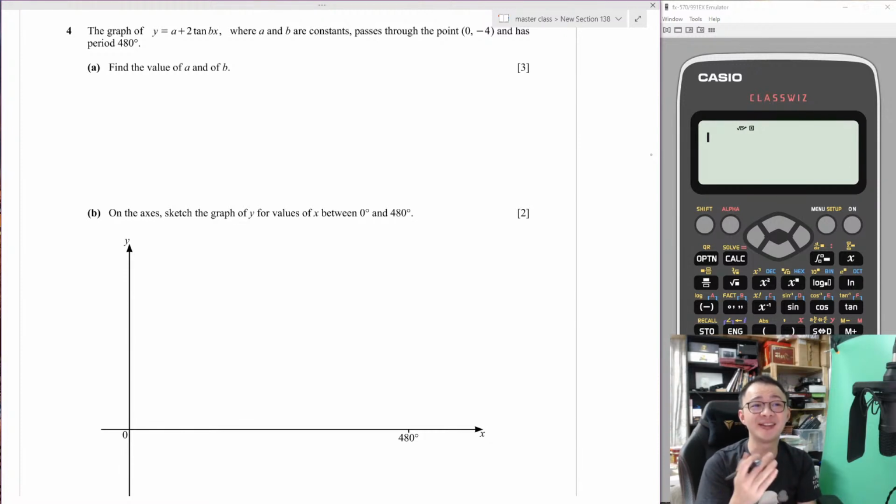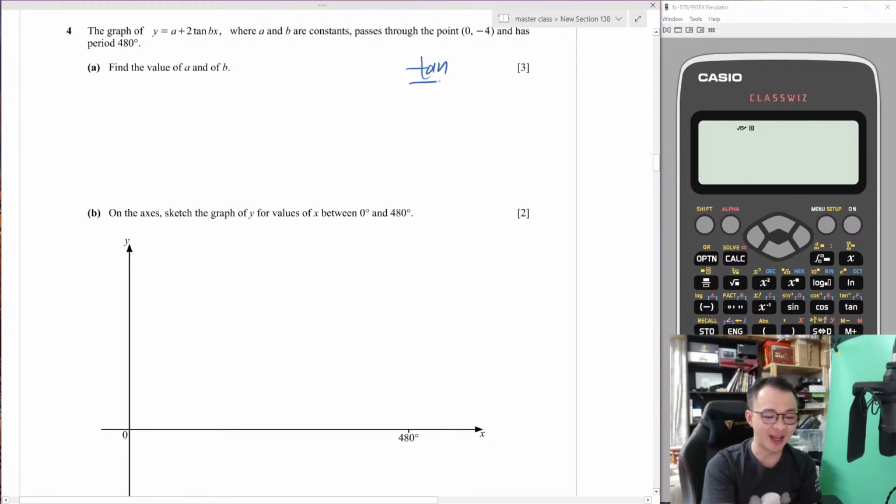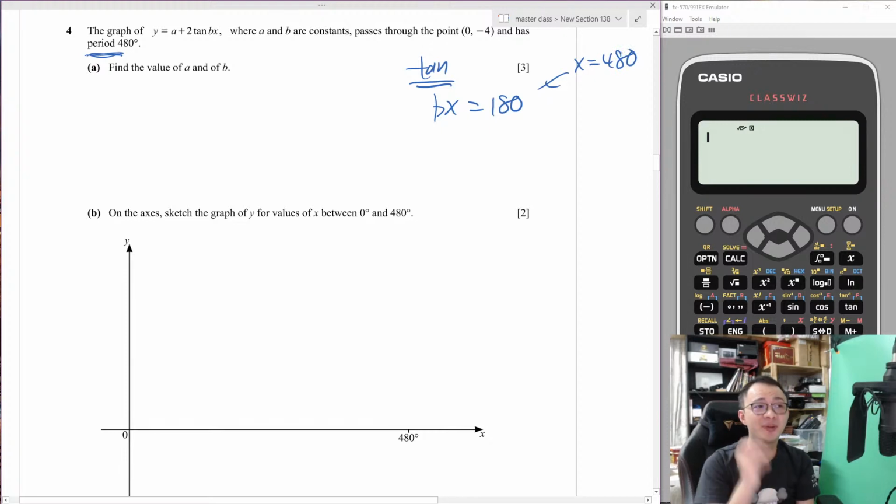Okay, first thing, period. For tangent, you should know, this only applies for tangent; sine and cos are different. Bx is 180, and period here means the x value here is 480. The period basically means the x value in this equation. You just need to understand this one. If you got it, then it's very easy.